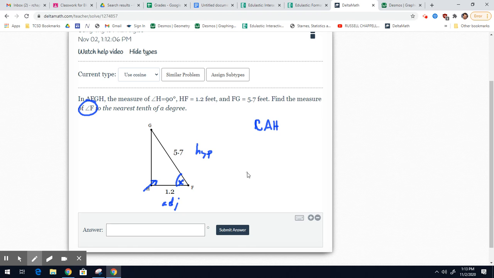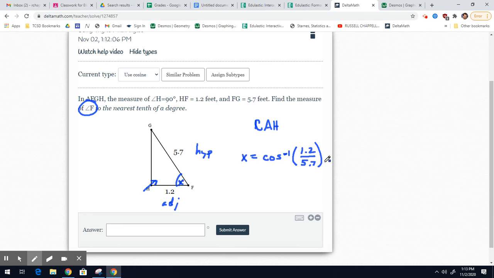Cosine. So now, instead of creating a cosine equation, what I'm going to do immediately is just say x equals, because I'm finding an angle, and we're going to use inverse cosine. Why am I using inverse cosine? Well, I'm looking for an angle measure. Whenever you look for an angle measure, use inverse cosine. That helps you find the angle. And you put the ratio just as it says, adjacent over hypotenuse: 1.2 over 5.7.